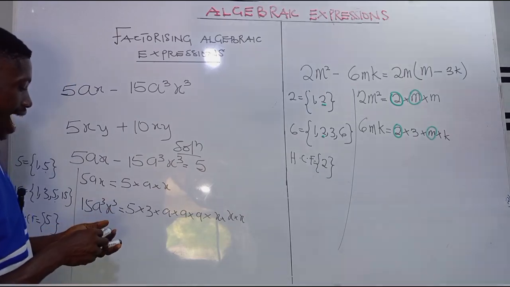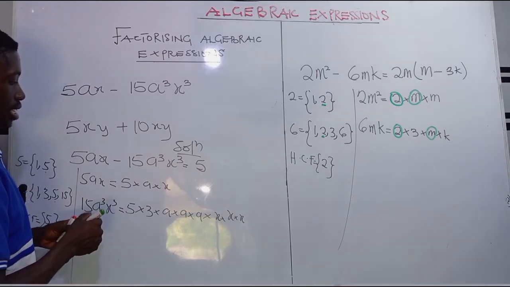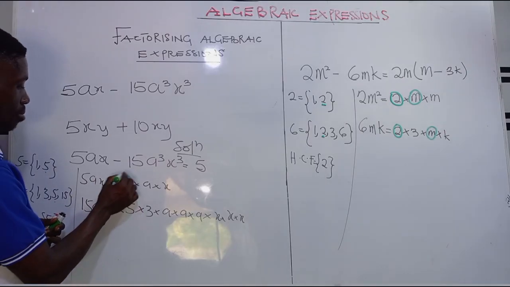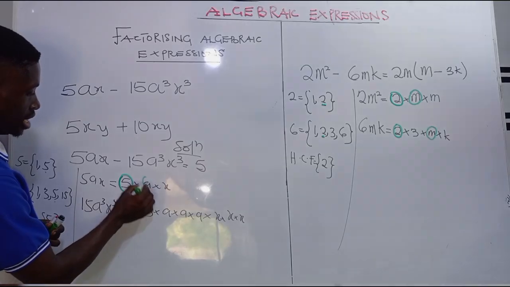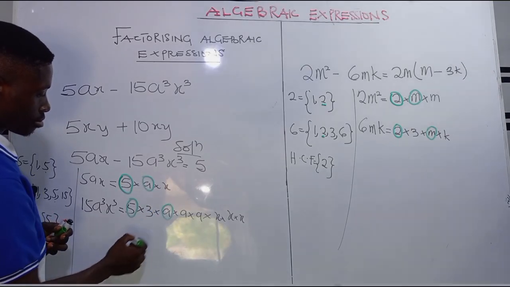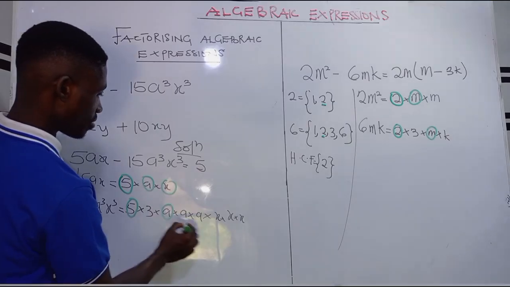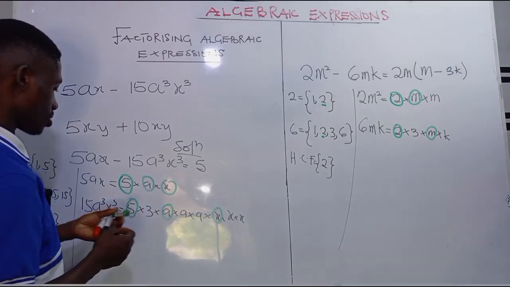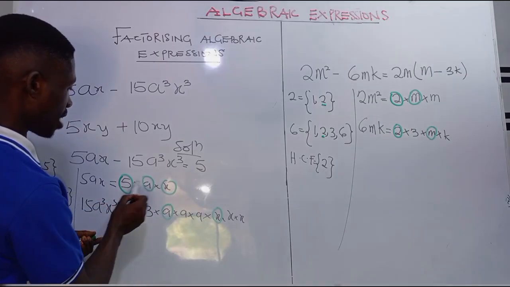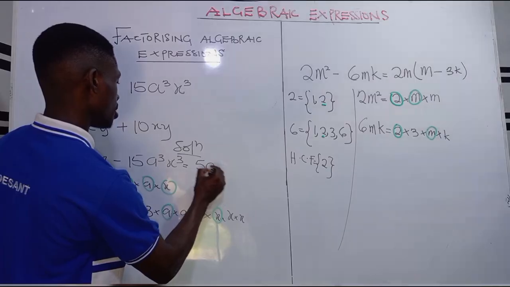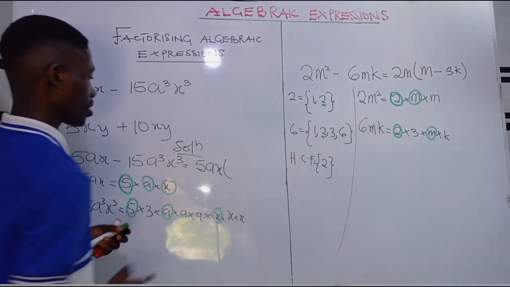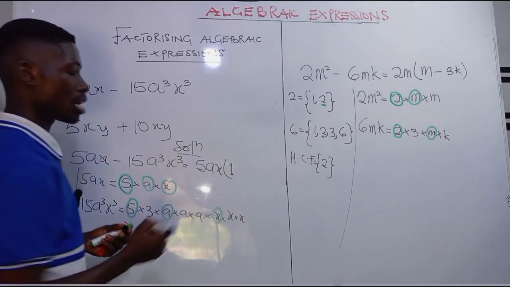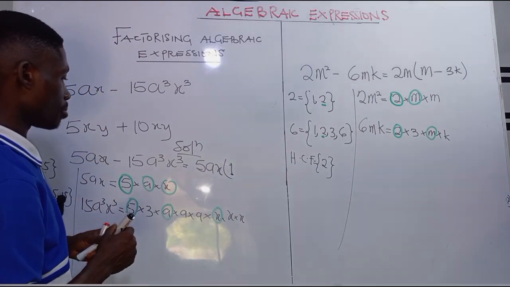Then after that, we find the factor that is common to these terms. So we have 5 is common, a is common, x is also common. Good. So we are going to bring 5ax out. So after bringing 5ax out, we are having what? 1. Because 1 is a factor of every number or every variable.